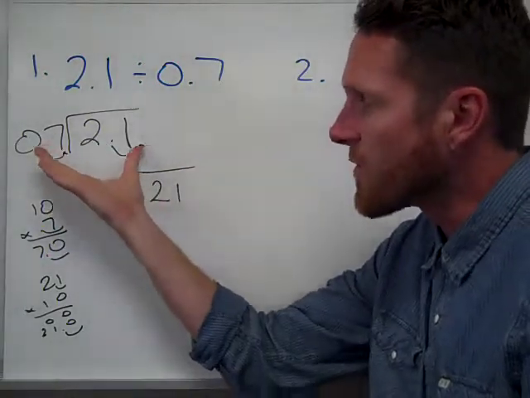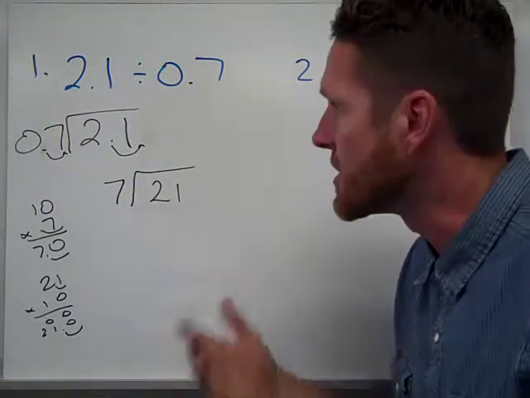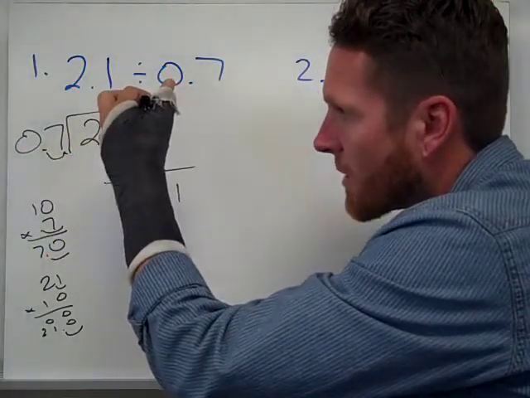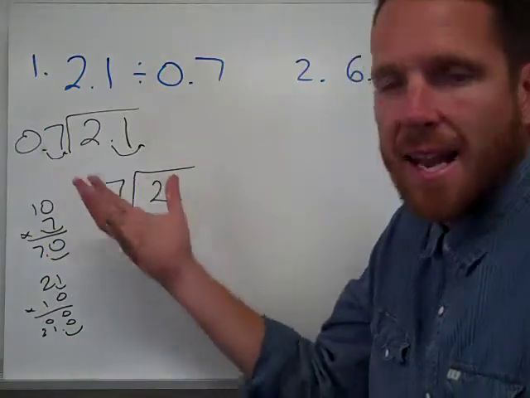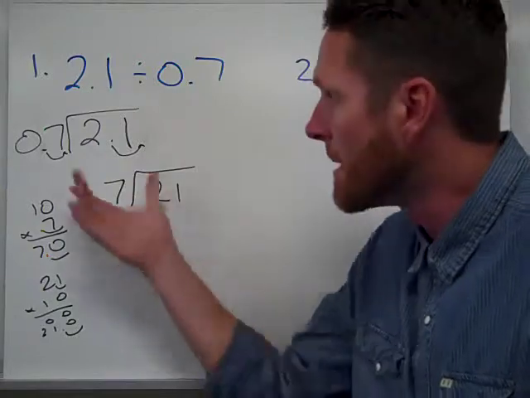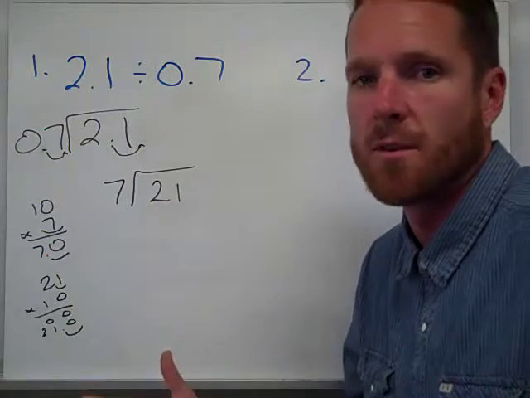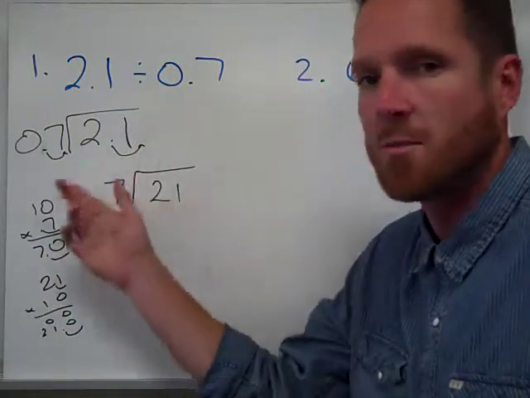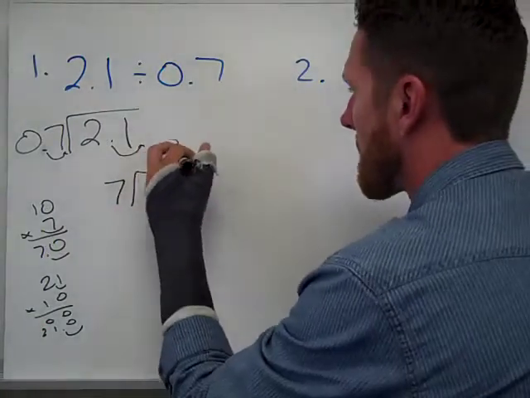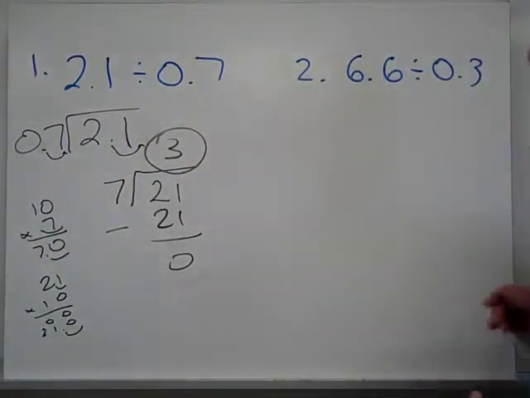Either way, I can do the math, or I can just move it over. But I want you to know why you're doing it, or how you're doing it. It's not just that there's a decimal point here so I move it over. You need to know the reason is that you're multiplying both numbers by 10 to then move the decimal over, so that you can divide. And then we'll divide 21 by 7. My answer is 3.